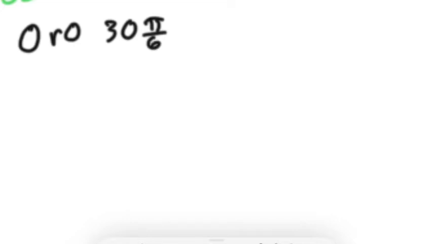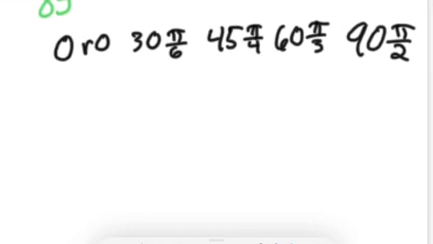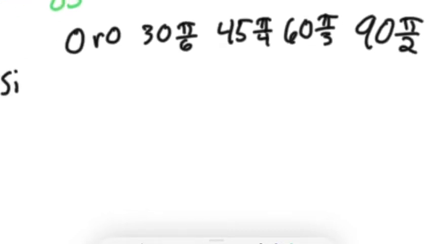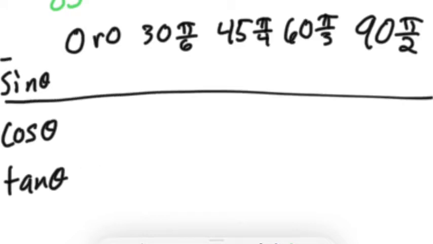So 0 with radians of 0. 30 with pi over 6. 45 degrees with pi over 4. 60 degrees with pi over 3. And 90 degrees with pi over 2. Then you have your sine of theta, cosine of theta, and tangent of theta. So there is your table.